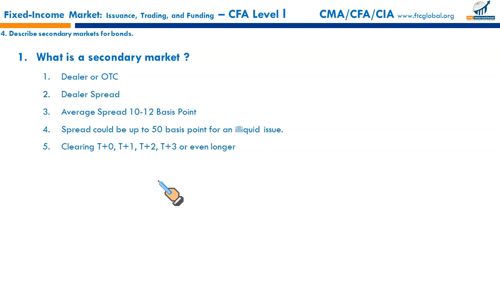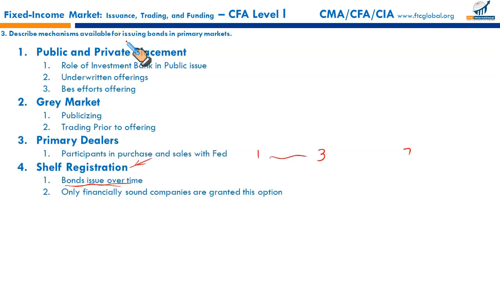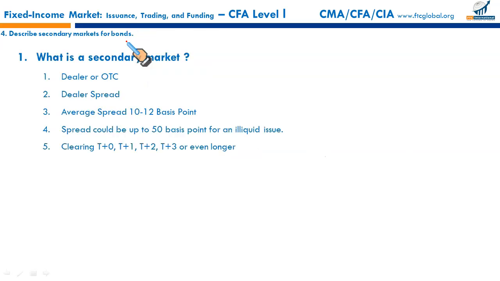All right, now your next LOS is describe the secondary market for bonds. Previously it was the primary market, where the bond is initially bought. Next is the secondary market. The secondary market is a market where the bonds change hands once they have been issued. They will change hands amongst various investors.